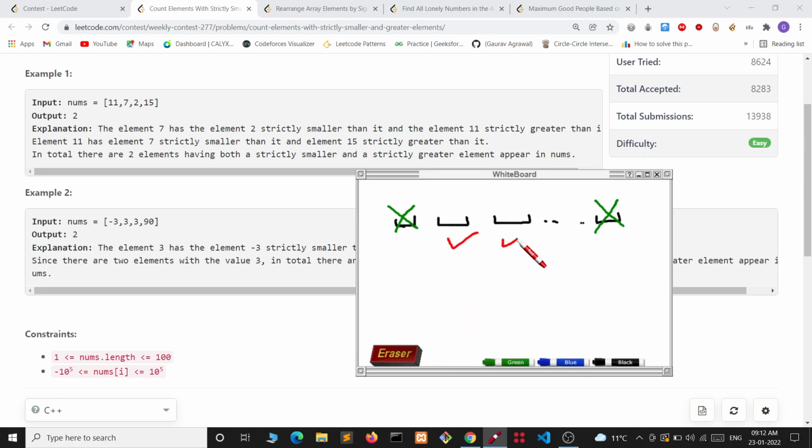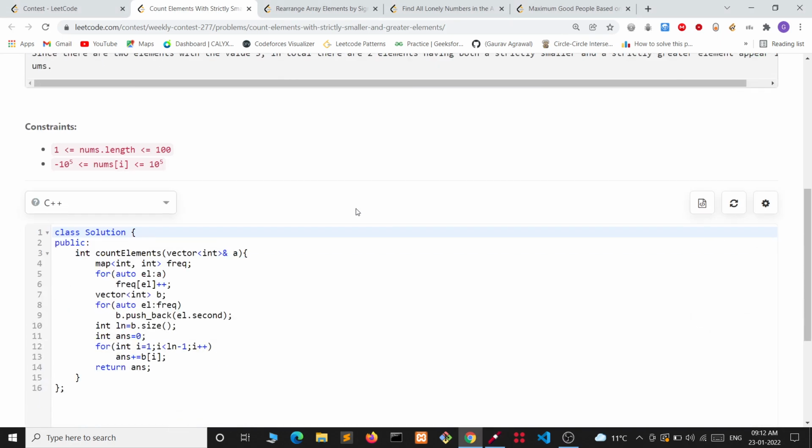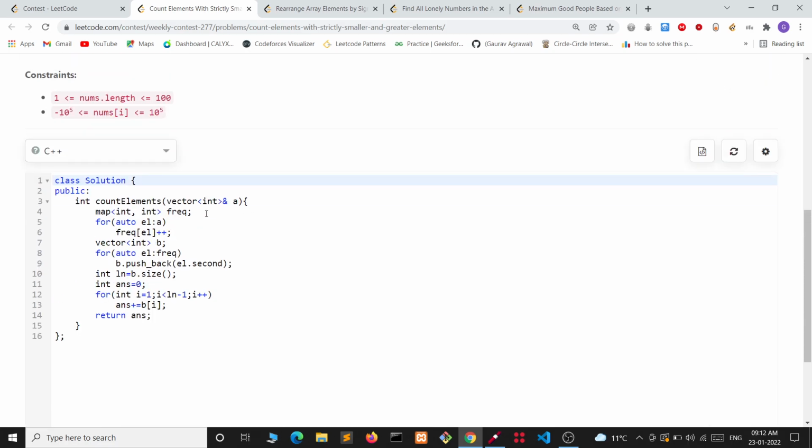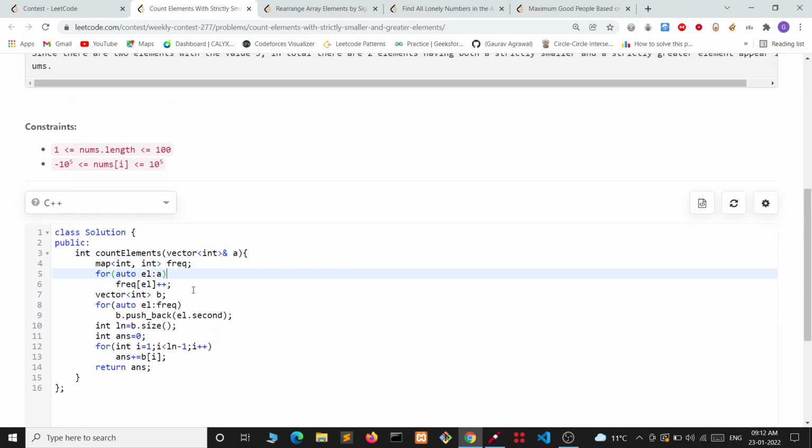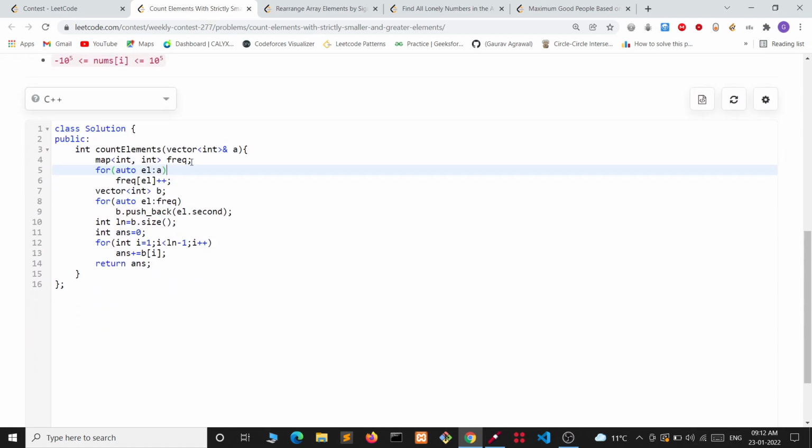After that, all the remaining elements are fine because we have a strictly smaller element here and a strictly greater element here. So these all are fine. So that's what we have to do. I have stored the frequency of all the elements in a map, and we know that a map stores the elements in sorted order. After that, I have stored the frequency of elements in vector B in the same order.